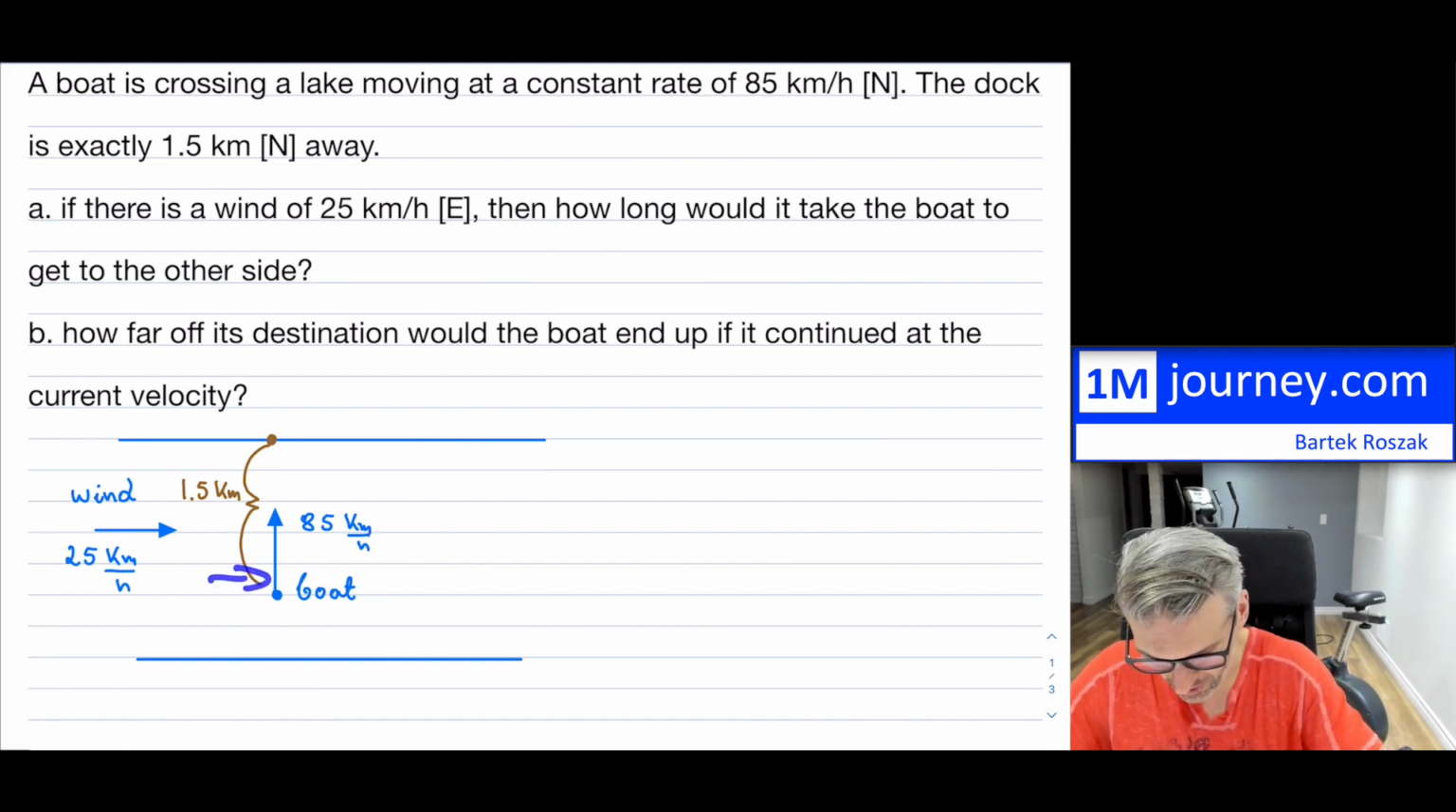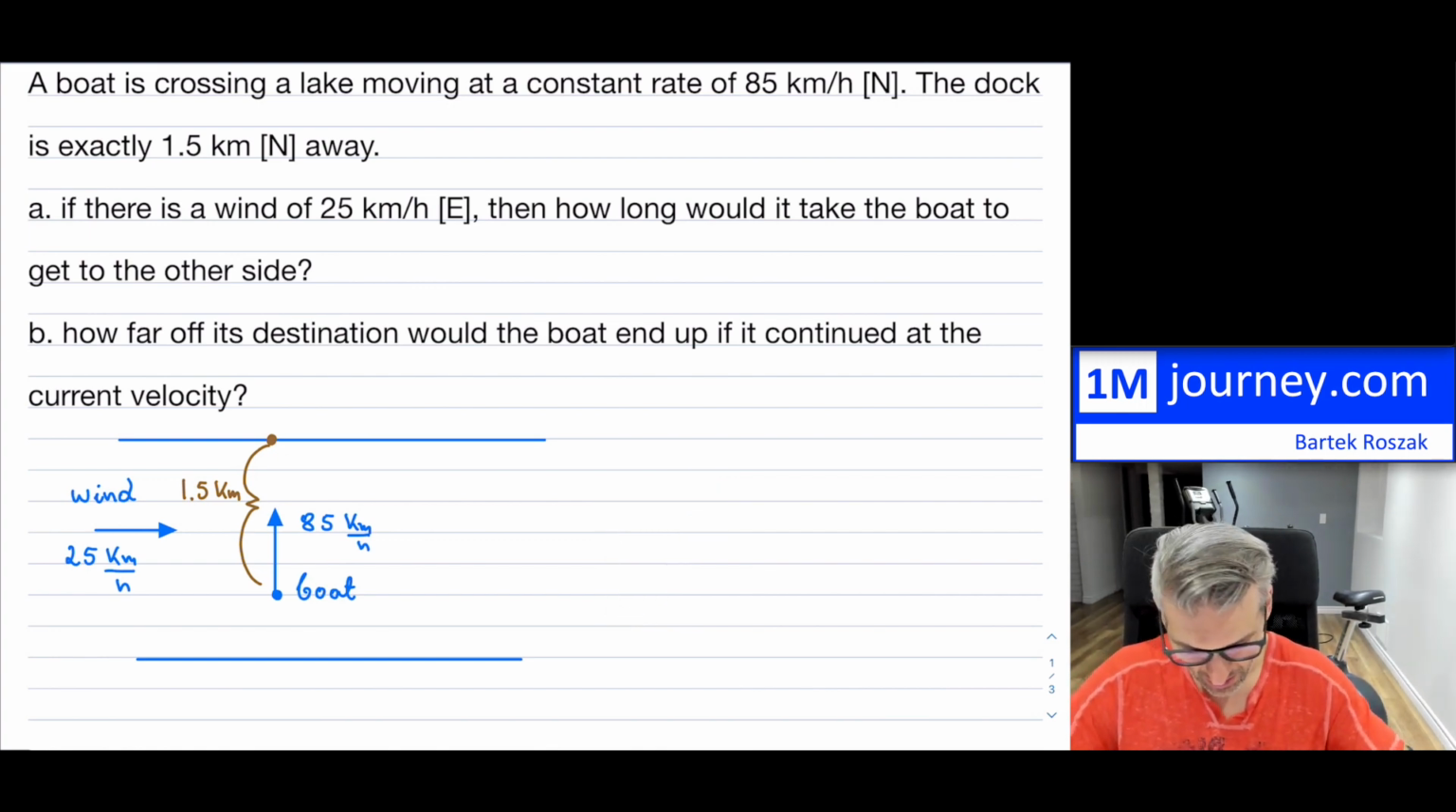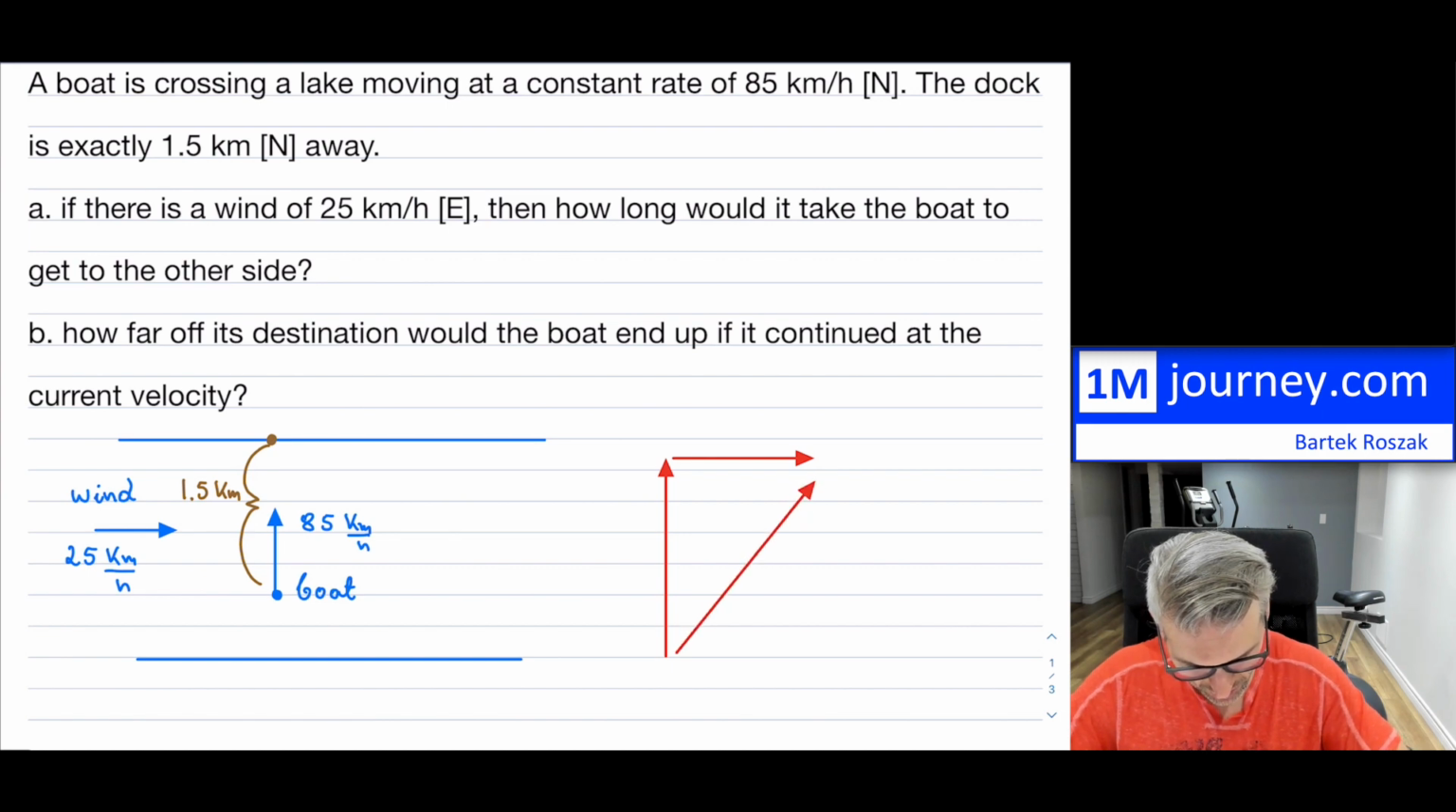As you're moving along, the wind would have been pushing you, so instead of going in this direction, you would have been going off in a different direction. Of course, we can draw this out. Let's say this is our actual boat moving, and this is 25 kilometers east. We would have a resultant vector, so we would have been pushed in that direction.